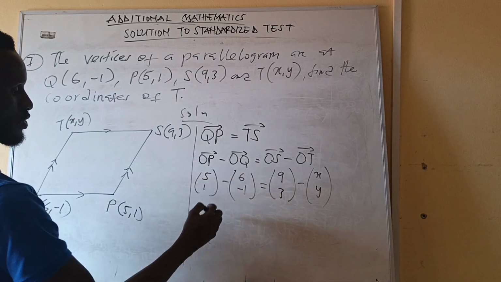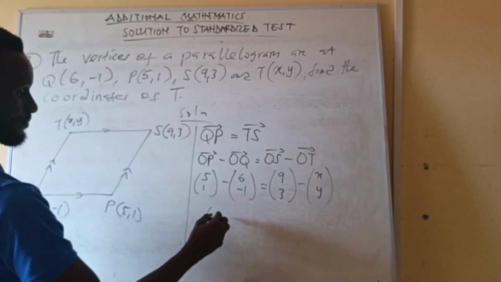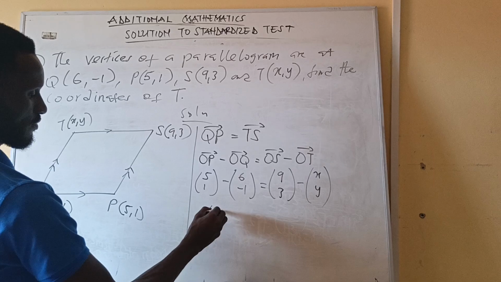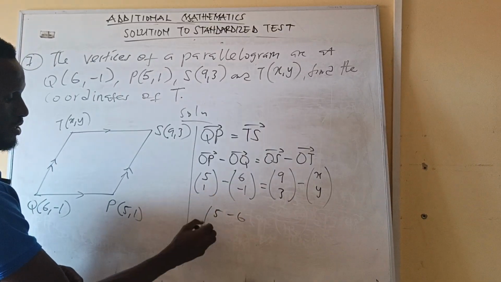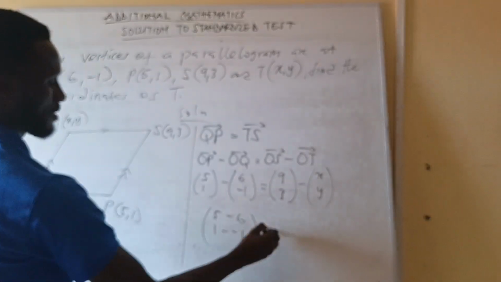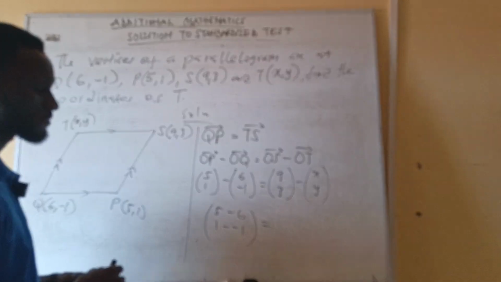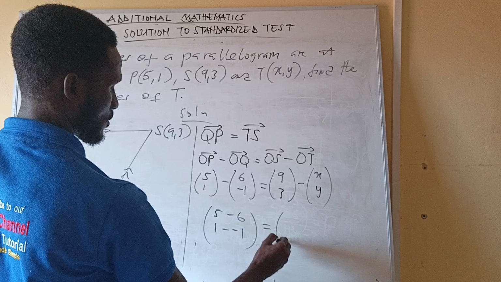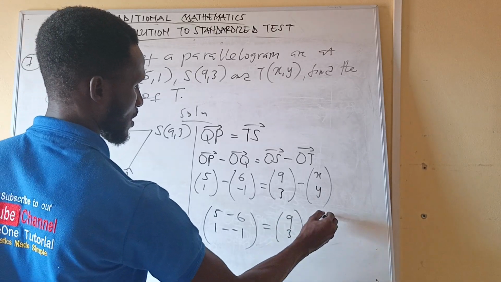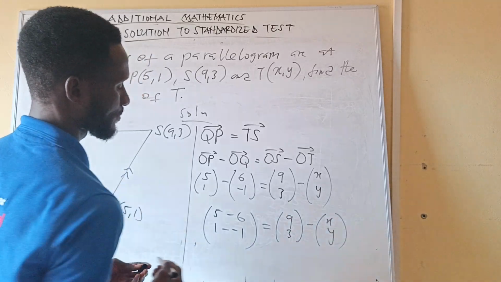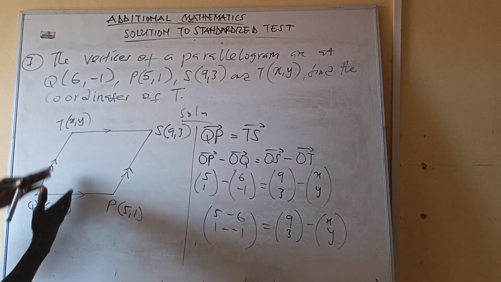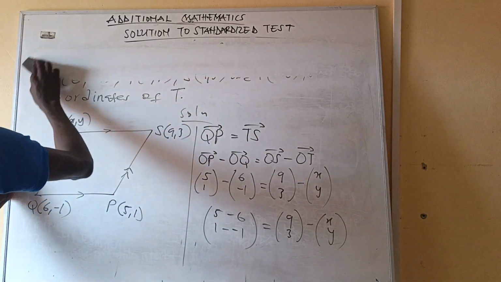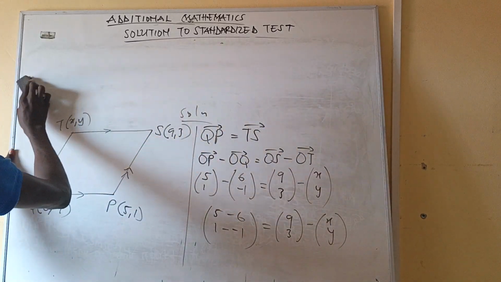Now, how do we subtract these? We take 5 minus 6, and here will be 1 minus (-1). Now, I'm not going to do anything with this side. I will just group items, so we have (9, 3) minus (x, y). Now, let me clean this and then continue the solution here. We are just looking for the coordinates of T.